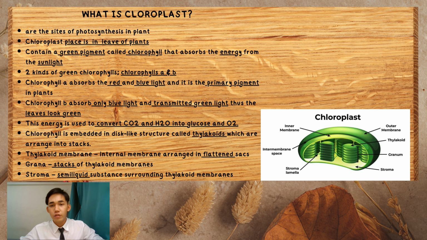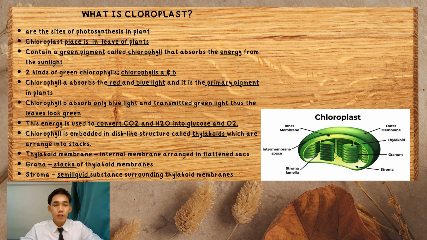The energy is used to convert CO2 and H2O into glucose and O2. Chlorophyll is embedded in disc-like structures called thylakoids, which are arranged into stacks. What is the thylakoid membrane? The thylakoid membrane is an internal membrane arranged in flat sacs. They are grana. Grana is a stack of thylakoid membranes. Next, stroma, a semi-liquid substance surrounding the thylakoid membrane.